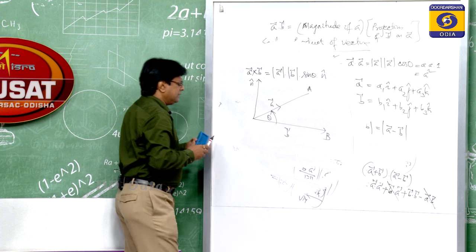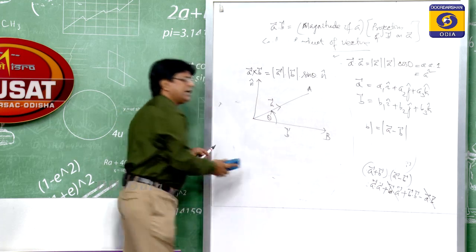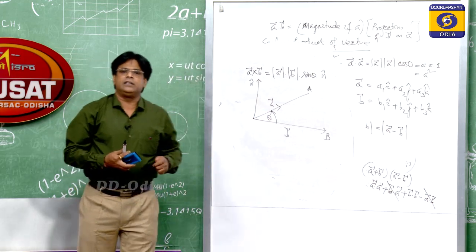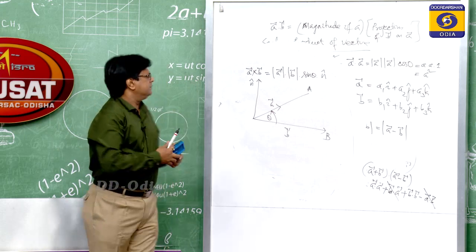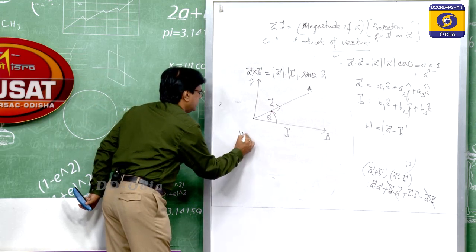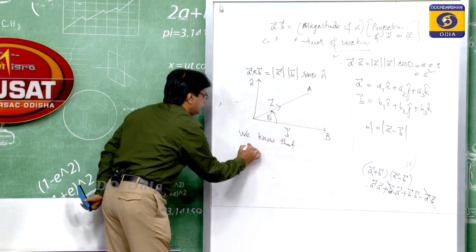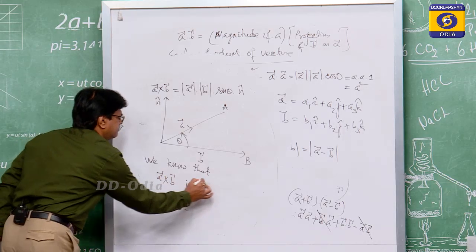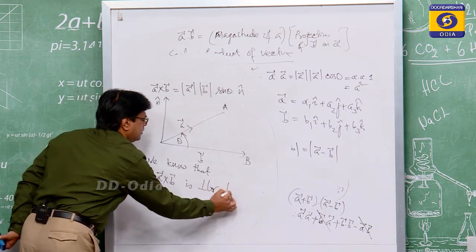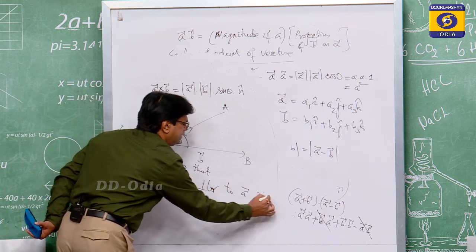So, in this way, we know that the cross product of two vectors is perpendicular to both A and B. We know that A cross B is perpendicular to both A and B.